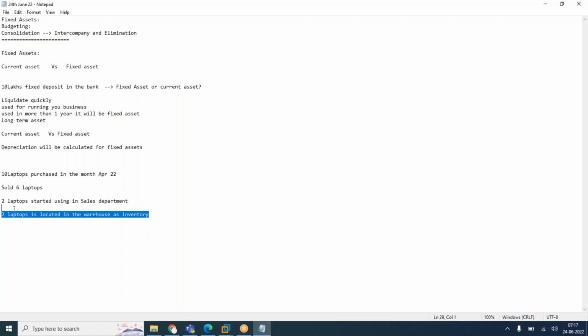Now in my company, 4 laptops are there. 2 laptops are being used by the sales department. 2 laptops are located in the warehouse. Then suppose each laptop was purchased at the rate of 50K. Then is there any change? Is there any difference between these two? Yes, obviously. The valuation is completely different.